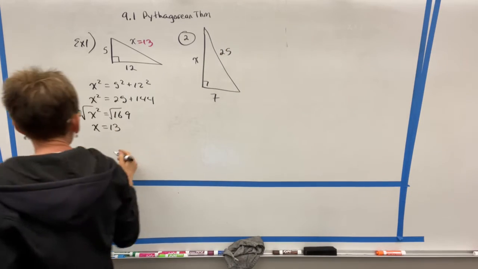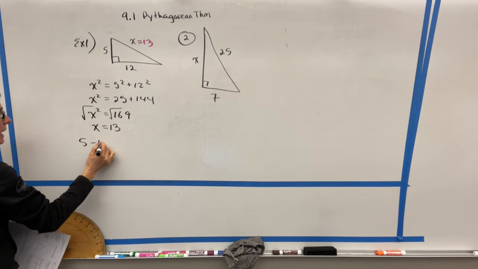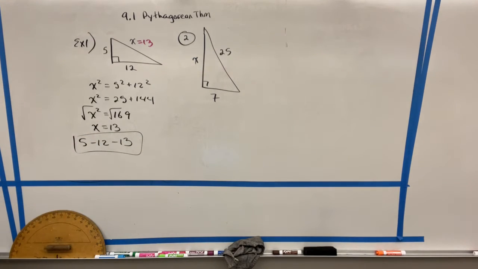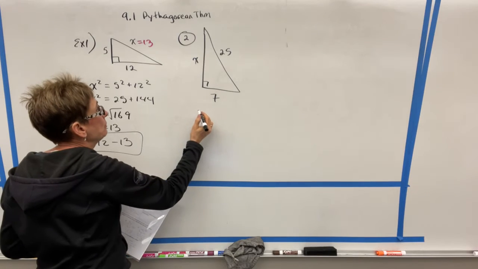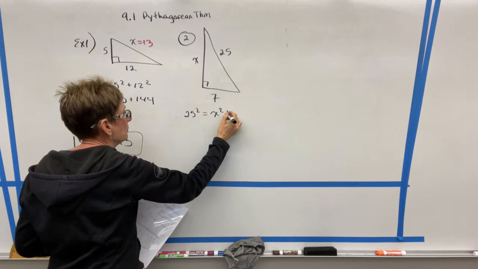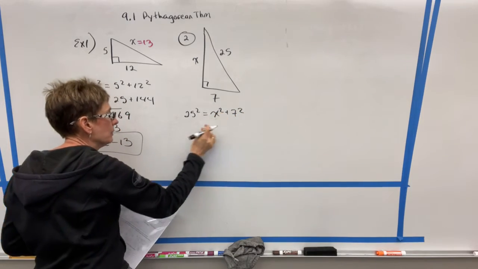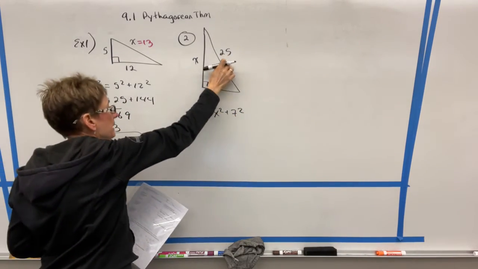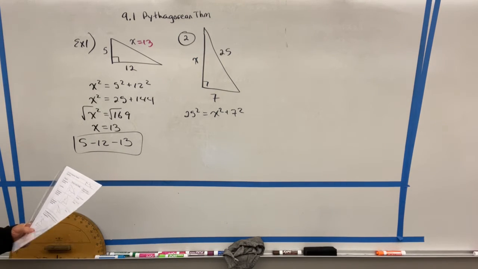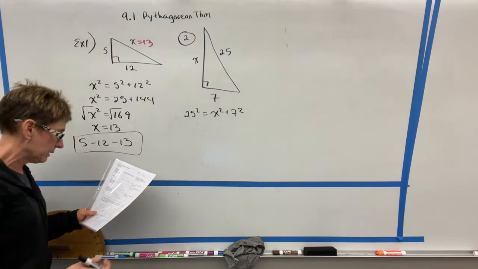By the way, on this last triangle, we would call this a 5, 12, 13. This is a very common Pythagorean triple, and it would be a good one for you to memorize. Let's do Pythag on example 2. We want to set 25 squared equal to x squared plus 7 squared. Notice that we always have our c be the hypotenuse, the longest side. So if the Pythagorean theorem is going to work, you have to pick the longest side for c.